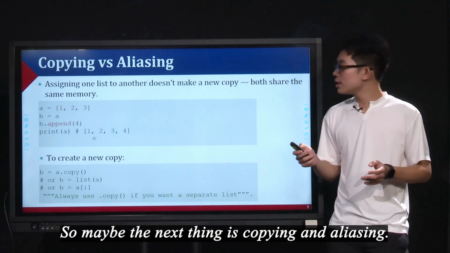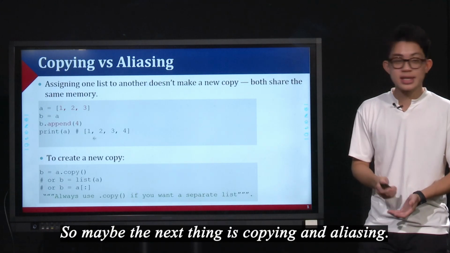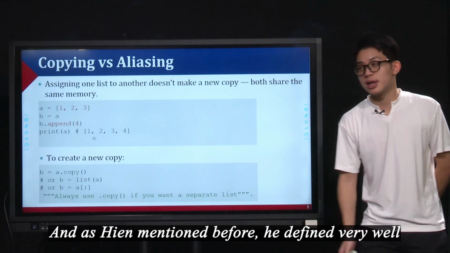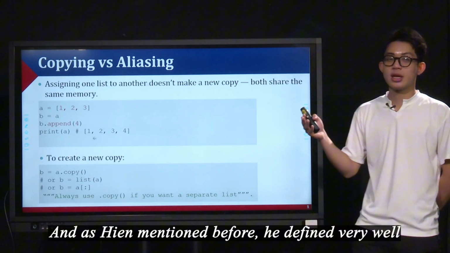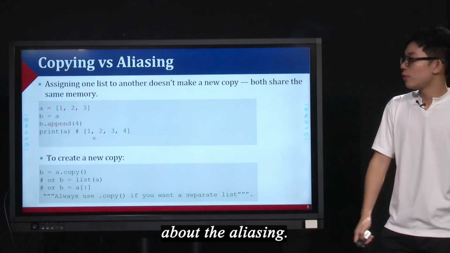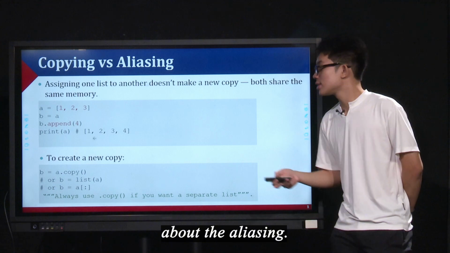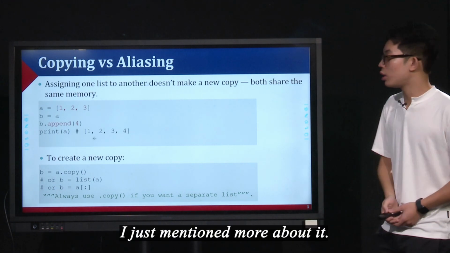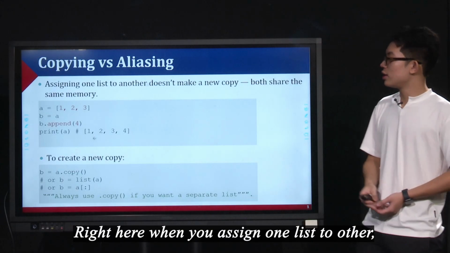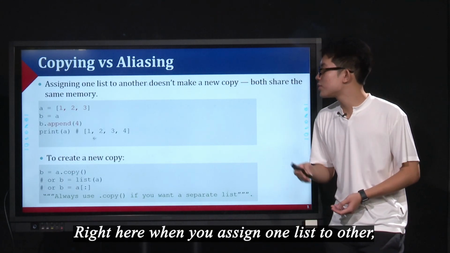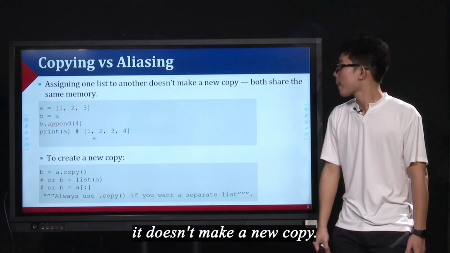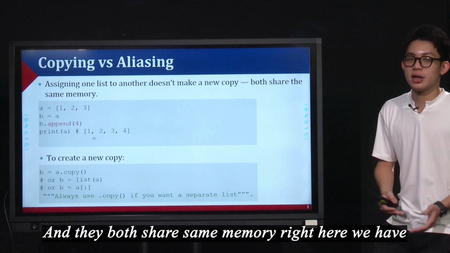So maybe the next thing is copying and analyzing. And as Hiền mentioned before, he defined very well about the analyzing. I just mentioned more about the difference between it. Right here, when you assign one list to another, it doesn't make a new copy, and they both share a memory.